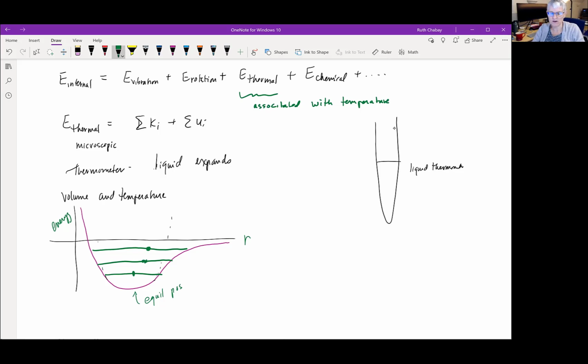It's true of a solid too. So one of the ways a thermometer can work is just from expansion. As more energy gets into this system, the equilibrium separation gets larger and larger. Temperature 1 and temperature 2. And temperature is, so temperature is roughly here a measure of energy inside the solid.